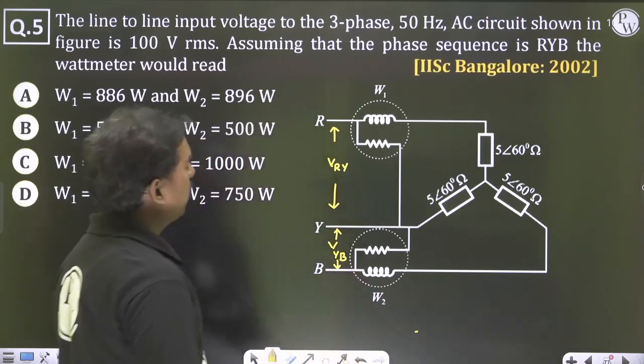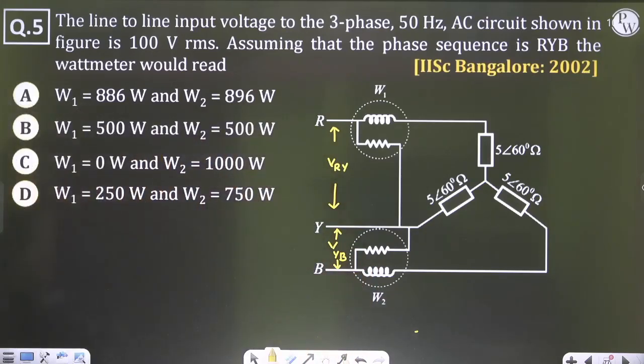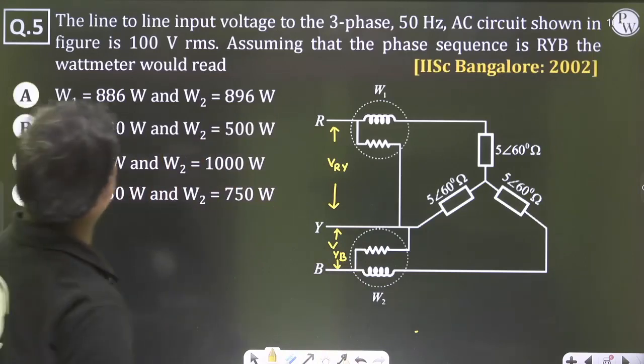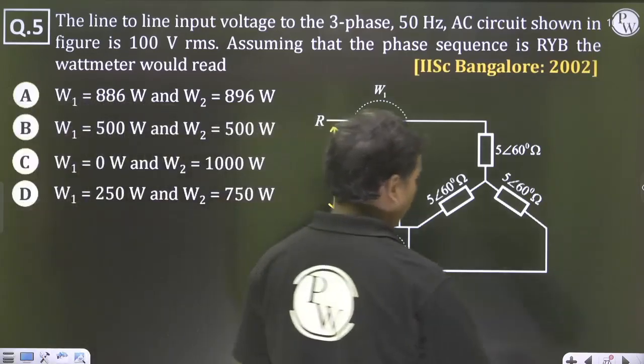So what are the questions asked? The line-to-line input voltage to the three-phase 50 Hz AC circuit shown in the figure is 100 volts RMS.